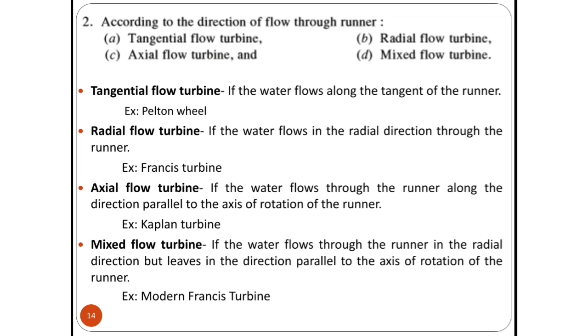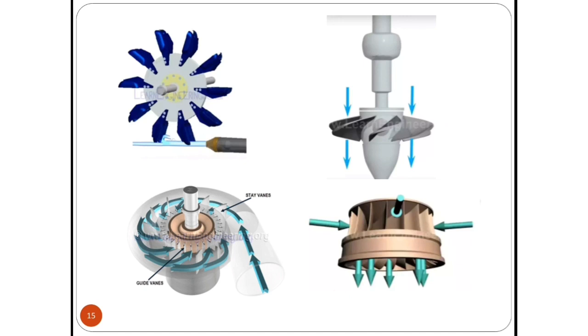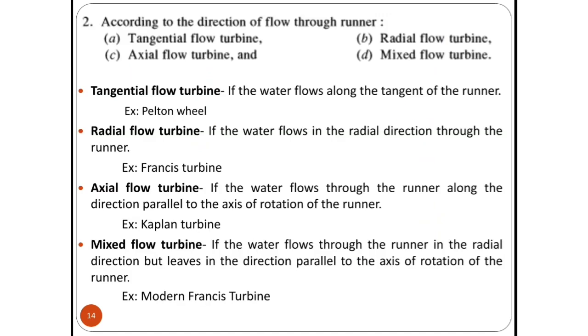If you go with the second classification, according to the direction of flow, here we will have four classifications: tangential flow turbine, radial flow turbine, axial flow turbine, and mixed flow turbine. A tangential flow turbine is one where the water flows along the tangent of the runner. I will explain this figure. You can see the jet of water striking the vane tangentially, so the turbine is called a tangential flow turbine.